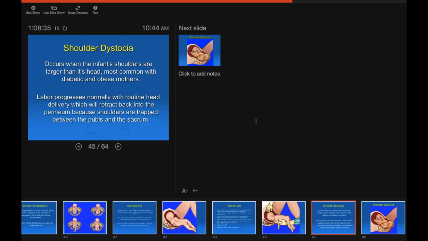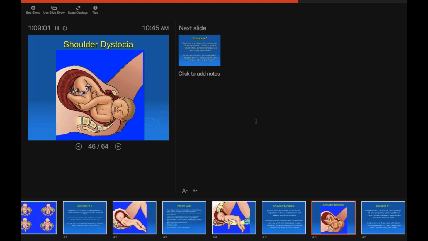All right, so we're almost done. Shoulder dystocia occurs when an infant's shoulders are larger than its head, most common with diabetic or obese mothers. Labor progresses normally through routine head delivery, which will then retract back into the perineum because the shoulders are trapped between the pubis and the sacrum, as you can see here. The baby's turned weird too, it looks like. Yeah.